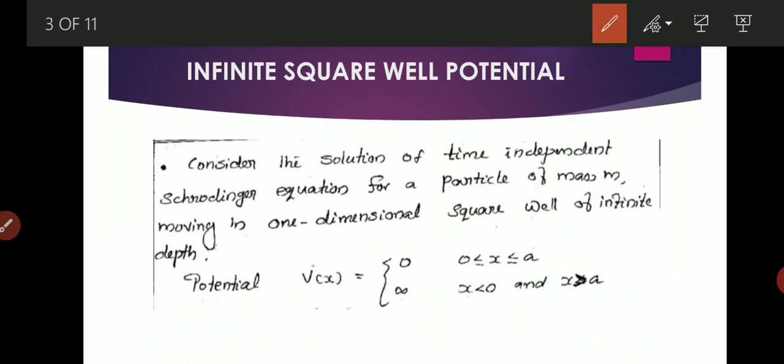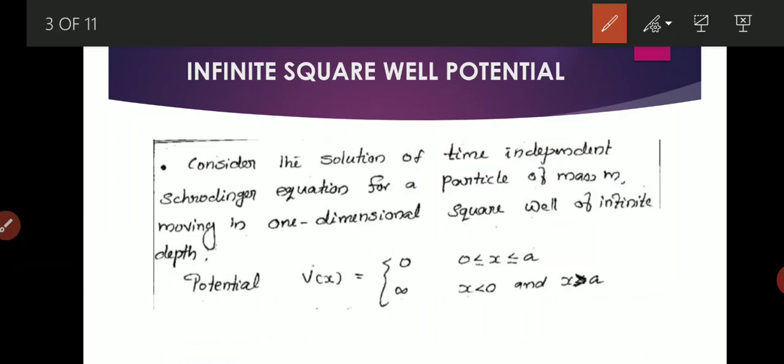We know that in atoms, electrons are restricted to move around the nucleus in a fixed orbit. They are bound to the parent nucleus. The behavior of such bound electrons can be described by particles in a potential well. For simplicity, we consider the motion in a one-dimensional potential well.